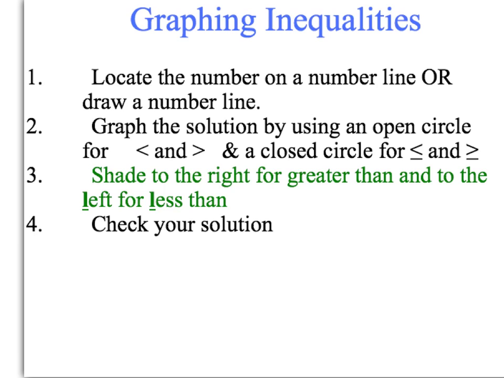Okay, the next thing you need to get into your notes is the steps for graphing inequalities. There's 4 steps. You're going to want to pause the video and write these out so that you can make sure you understand how you would shade in inequalities on a number line. So go ahead and pause it and copy these steps down.